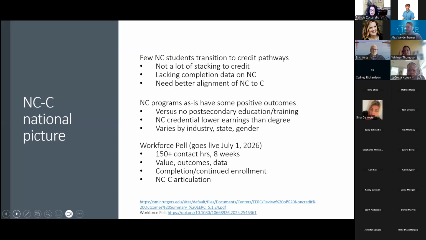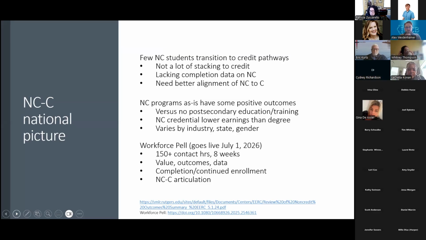First, let's start by talking a little about the non-credit to credit national picture. When you look at that, there are 3 pieces that bubble to the surface. The first one is that the existing data shows there is not a lot of motion between non-credit and credit when it comes to students pursuing pathways.